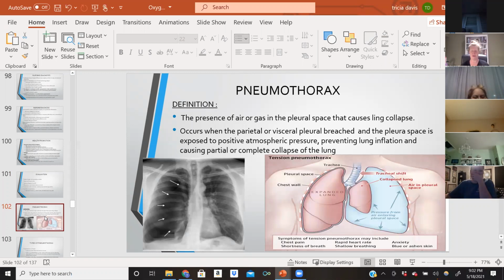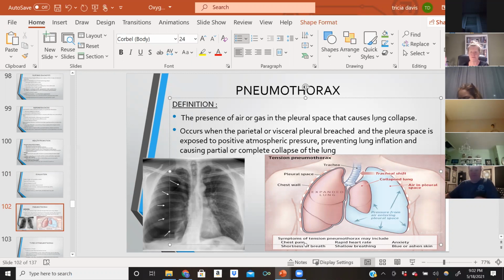So now we're going to talk about pneumothorax. This is the presence of air or gas in the pleural space that causes a lung collapse. This occurs when the parietal or the visceral pleura become breached somehow, and the pleural space is exposed to positive atmospheric pressure. It prevents the lung from inflating, and it can cause a partial collapse of the lung, or we can see a complete collapse of the lung.